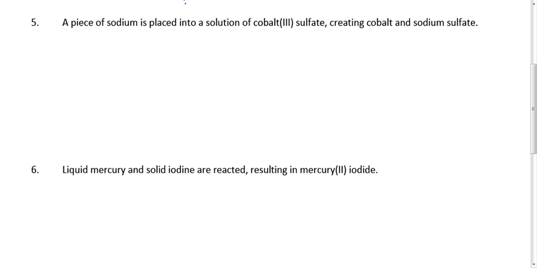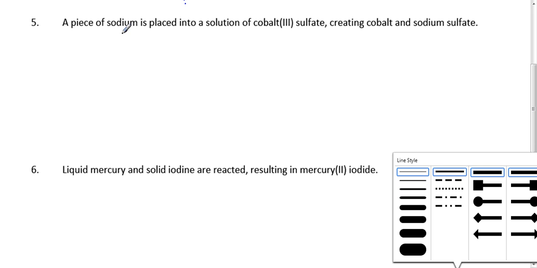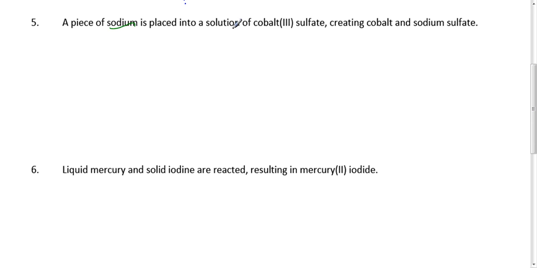For our next reaction, we're going to be starting out with a piece of sodium, and it's placed in a solution of cobalt-3 sulfate. So the way it's worded tells us we're going to take that and add it to that. So a piece of sodium, Na. It's an element, so think about, is it one of those 7 diatomics? It's not, so it does not need a 2.